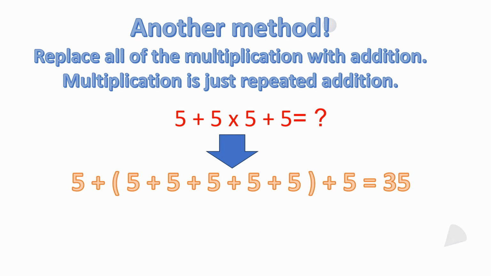Now I did add parentheses. Keep in mind those parentheses don't change anything. I only put them there for visual clarity. So the reason I put them there was so that you can see that the 5 times 5 has been translated over to 5 plus 5 plus 5 plus 5 plus 5 within those parentheses. So if you add up all those fives, you've got 7 5s there, right? So if you add up 7 5s, like that, you're going to get 35.